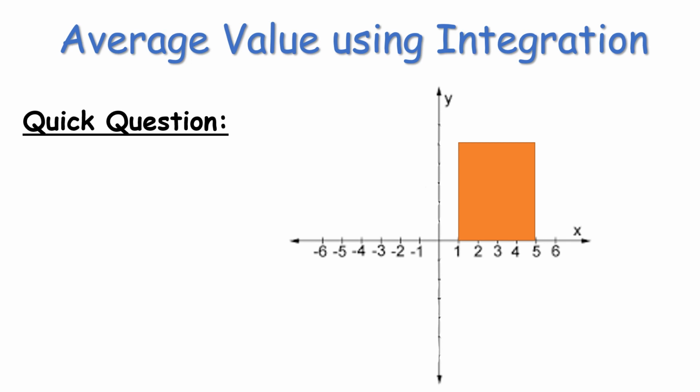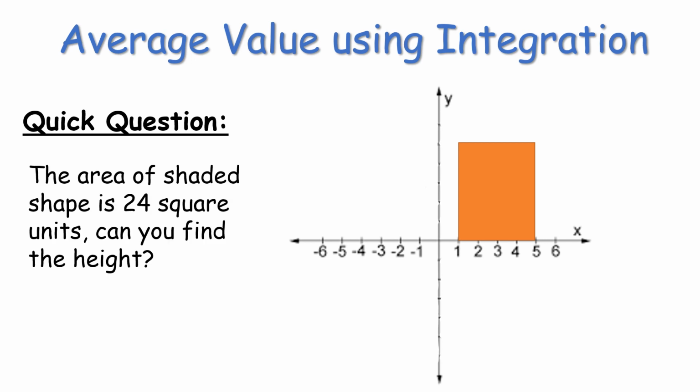So here's a quick question for you. I have a little diagram there on the right, and the shaded area of this shape is 24 square units. Can you find the height? Hopefully you can. Looking at that shape, I don't know the height, that's what I need to work out, but I can work out the base because it goes from 1 to 5, so the base must be 4. I know my area is 24, so basically 4 times what is 24, and hopefully you can work out that that is 6.